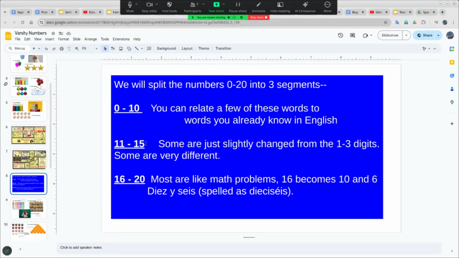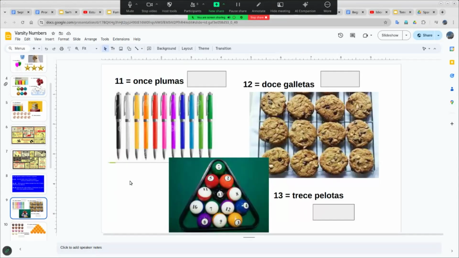The 11 through 15 numbers change a little bit from the 1 through 3. There's kind of a base for them in many cases, not 100%, but some. Kind of like we have an English teen idea, anything in the teens. But when you get to the teens that are 16 through 20, they're going to sound like math problems. It becomes like a 10 and 6, 10 and 7.